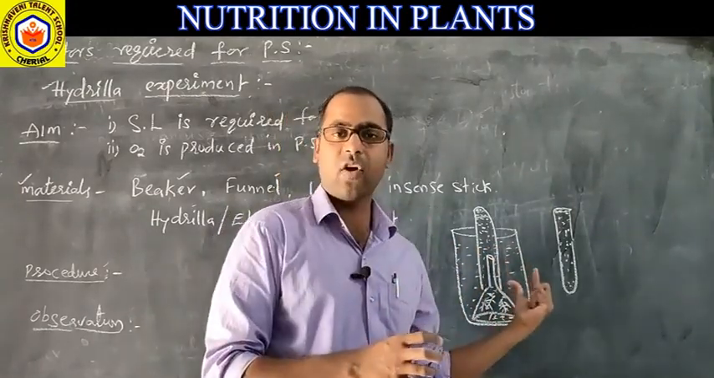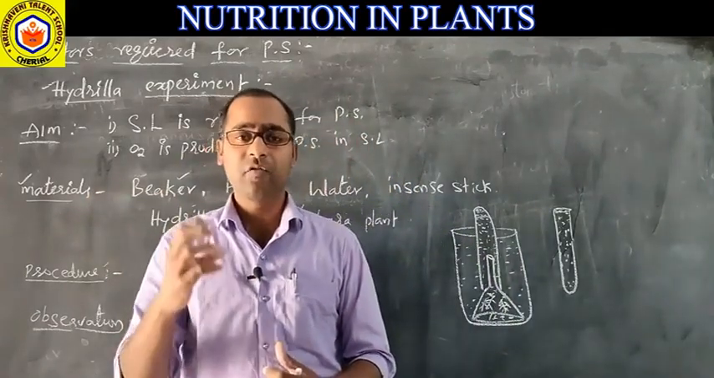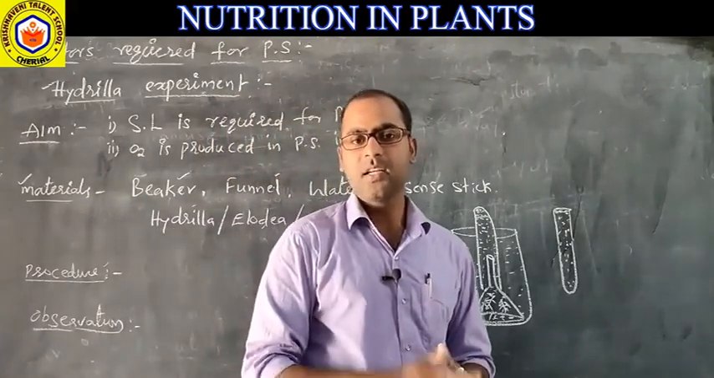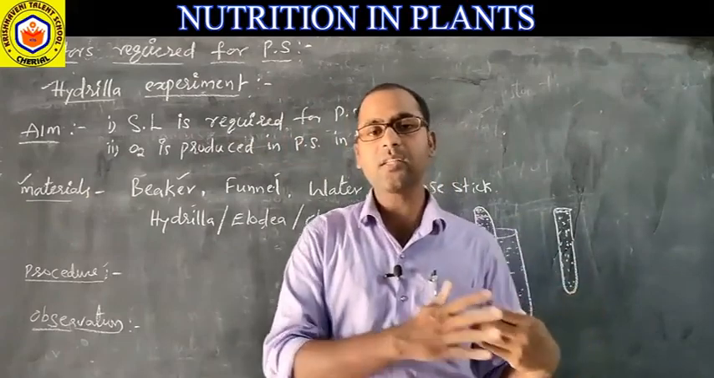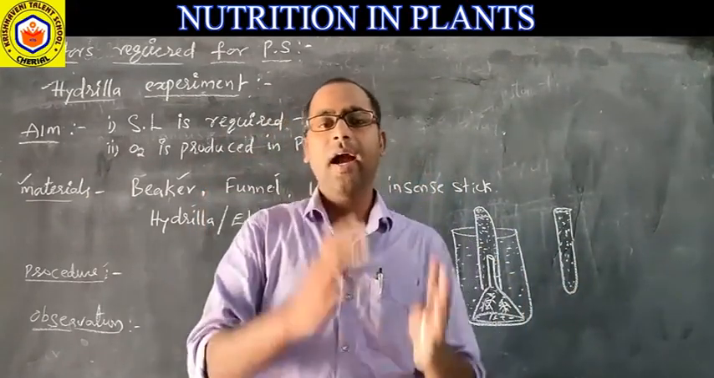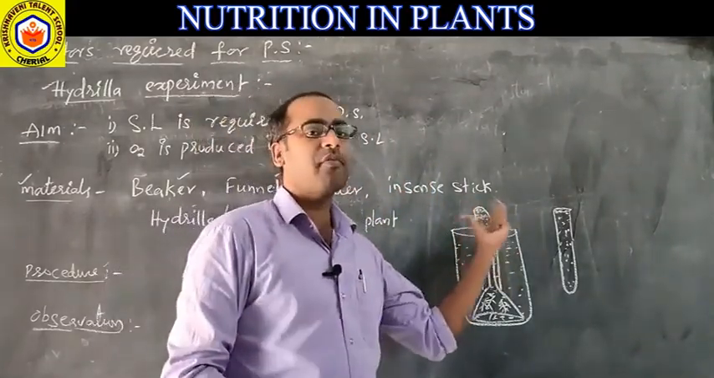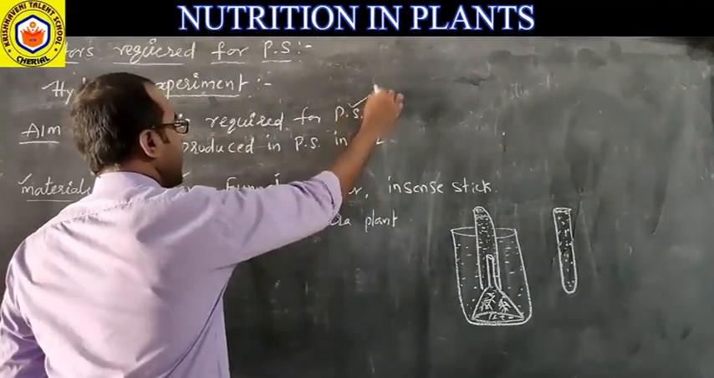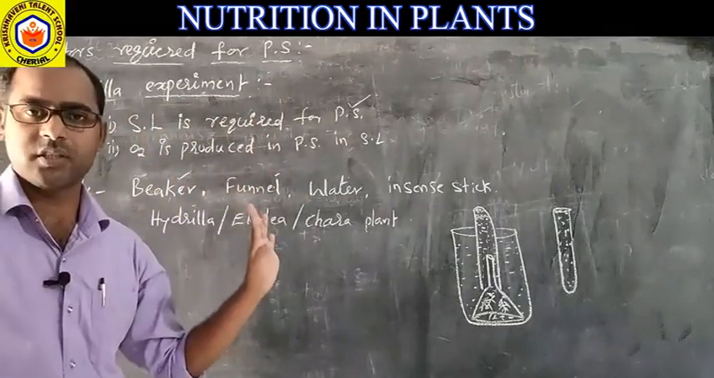Inside the funnel in the dark room we cannot observe any bubbles, and when it is placed in sunlight, we observe that some gas is produced. With this we can conclude that photosynthesis requires sunlight. In the sunlight only, photosynthesis will be carried out and the gas will be produced. Let us observe which type of gas that is. So the first aim is clarified: sunlight is required for photosynthesis.